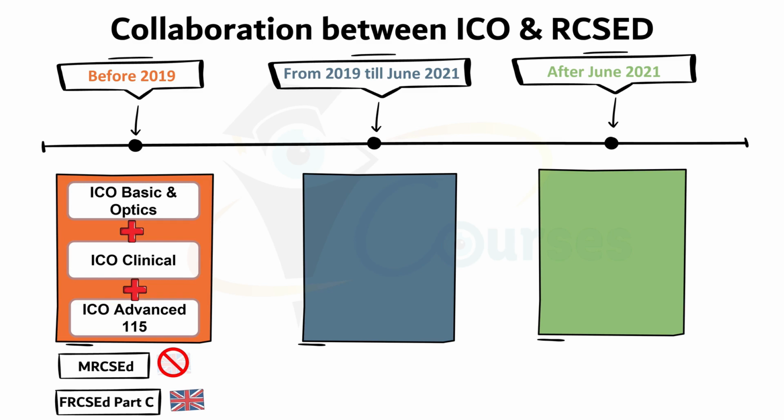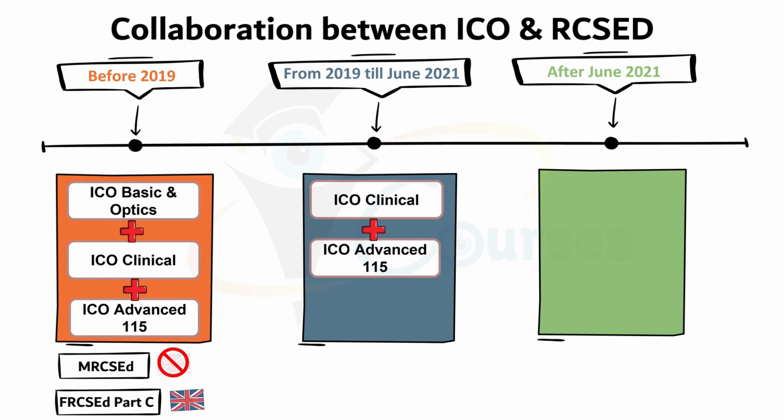But what happens if they started before 2019 but didn't complete all the ICO exams before 2019? Like if they started before 2019 with ICO Basic and Optics, then completed the ICO Clinical from 2019 till June 2021, and also completed the Advanced 115 from 2019 till June 2021. Then according to the collaboration, they will also be eligible to apply for membership of the Royal College of Surgeons of Edinburgh, but they will not be eligible for GMC registration. However, they can apply for the Part C Edinburgh.